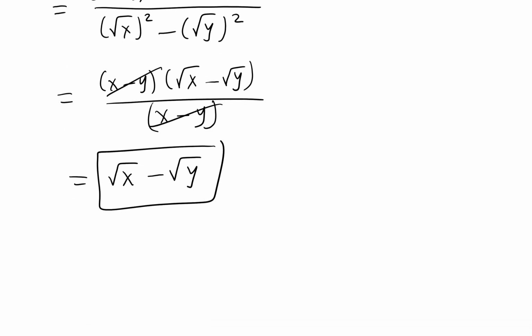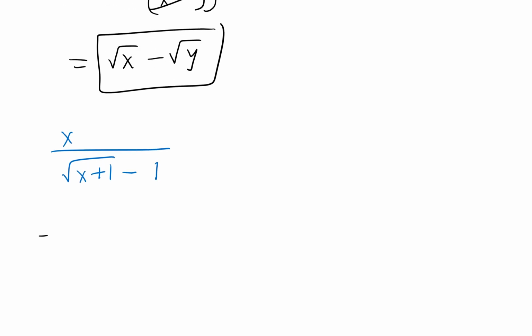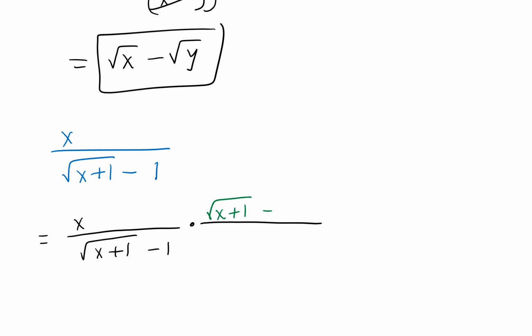Another example, x over the square root of x plus 1 minus 1. How do we rationalize this? You can see you need to rationalize the denominator because the radicals are only in the denominator. So we multiply by the conjugate.